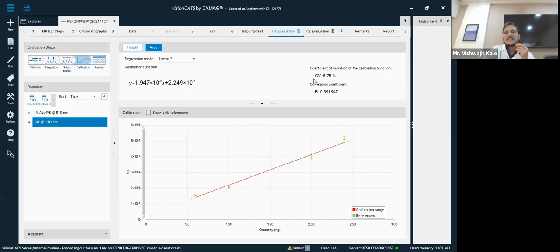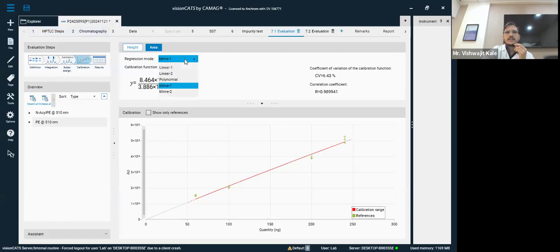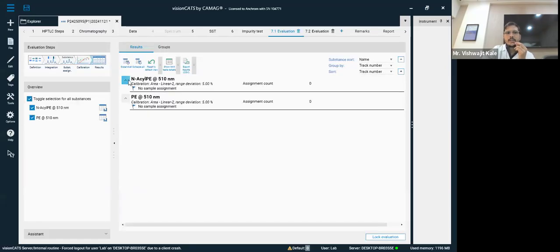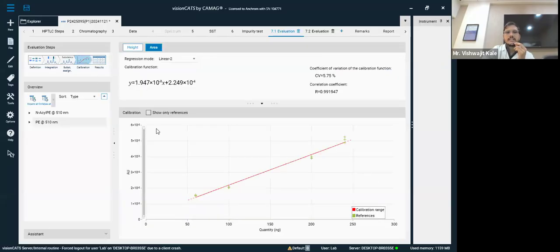Michaelis Menten 1 regression mode. But here we have used linear 2 regression mode, and in this mode also we have achieved a very good linearity. Here if we apply Michaelis Menten 1 equation, the CV value again going down, and we are getting very good results in any regression mode. And further, software will tell you the detected impurity percentage. But here this analysis we did only for linearity checking.